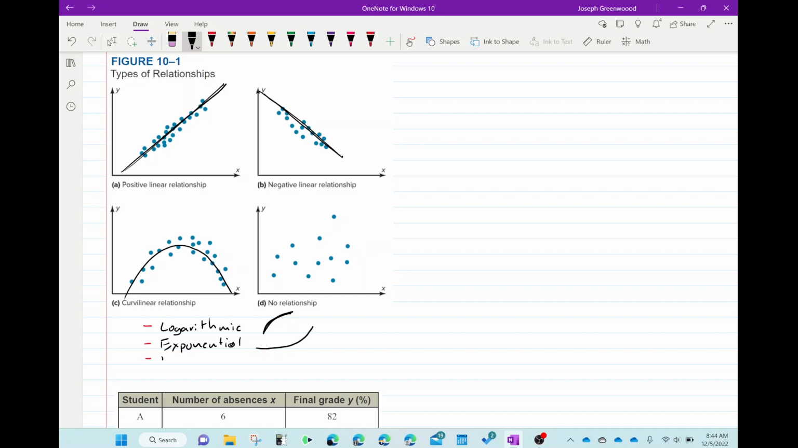Or they could be power. What this implies is something like a quadratic, or maybe even something like a polynomial of third or fourth order. Okay, so we don't have to have just linear relationships. We can have curvilinear relationships that follow several different types of function families. Or we can just simply have no relationship. Is the data so scattered that there's no observable relationship between the two variables?